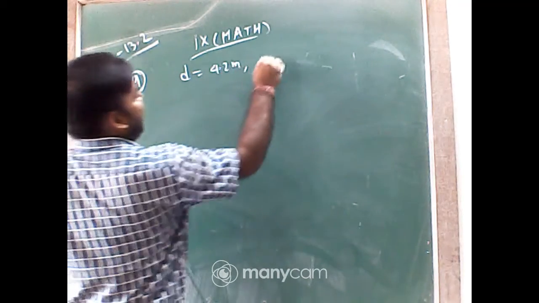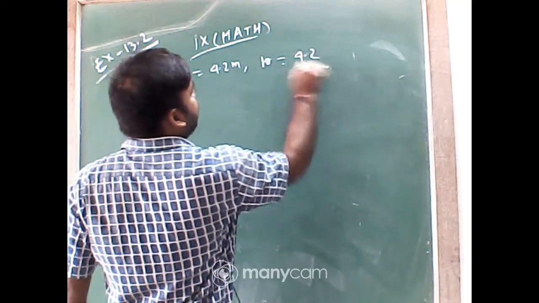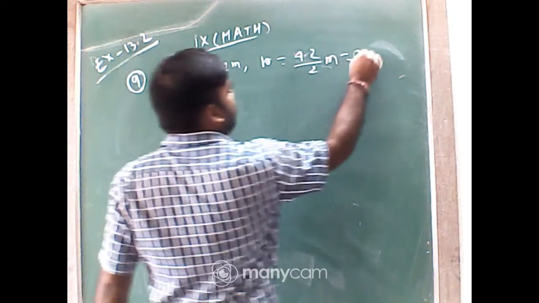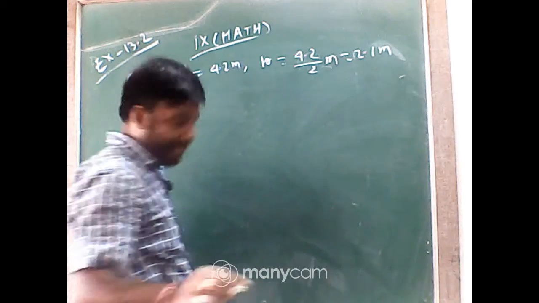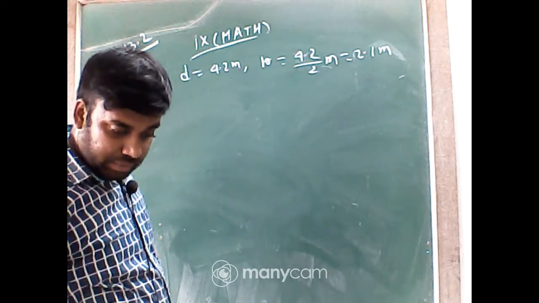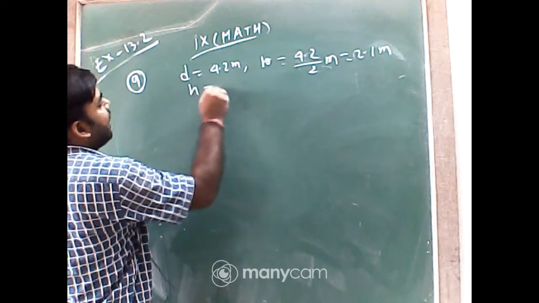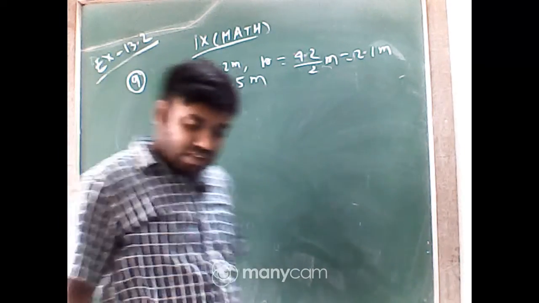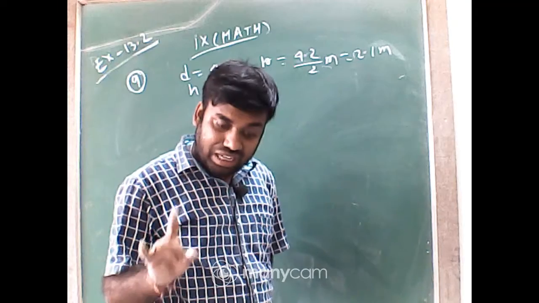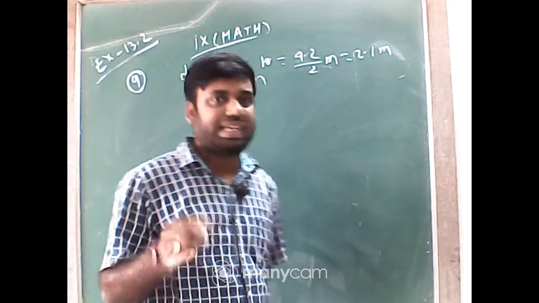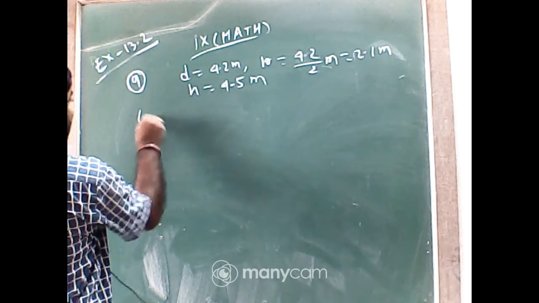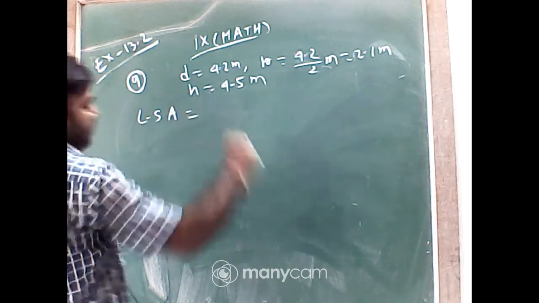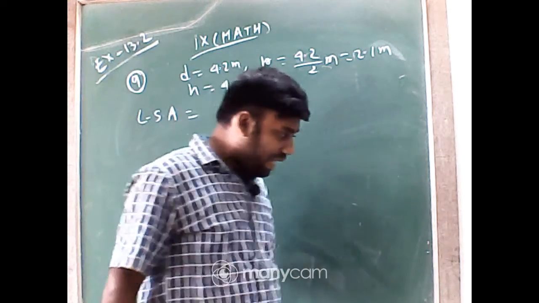So what will be the radius? Obviously the radius will be 4.2 by 2 meter, that is 2.1 meter. Got it? Next, length or height is 4.5 meter. So first question, find the LSA. It means curved surface area or lateral surface area. So LSA, tell me the formula.